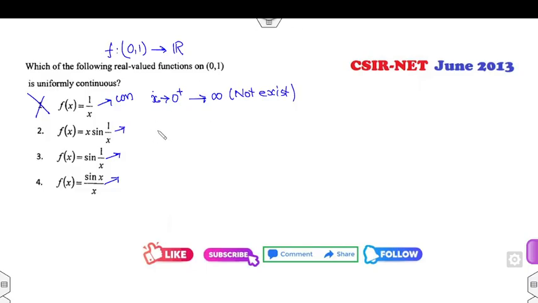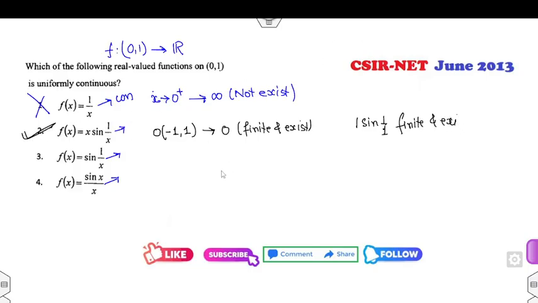Look at the second option. It is 0 times any number which lies between -1 and 1. This will always go to 0. That will give a finite limit that exists. If you take the limit at 1 negative, it will be sine 1 over 1, which is again finite and exists. So therefore, this is a right answer.